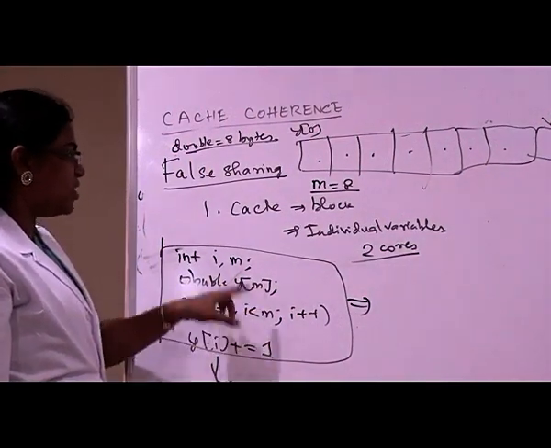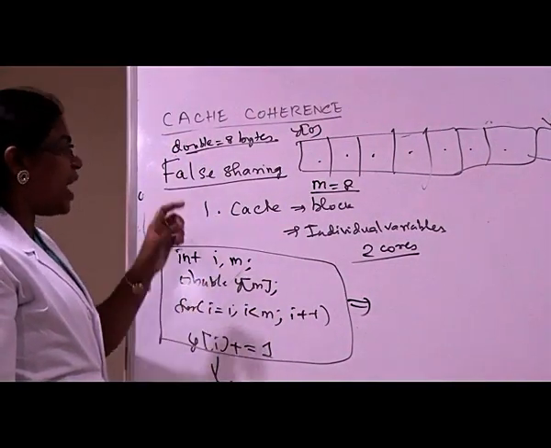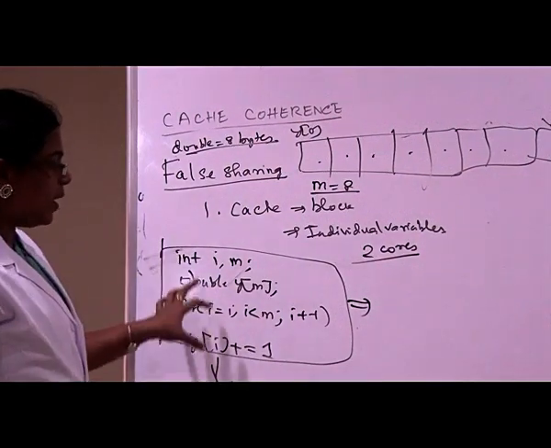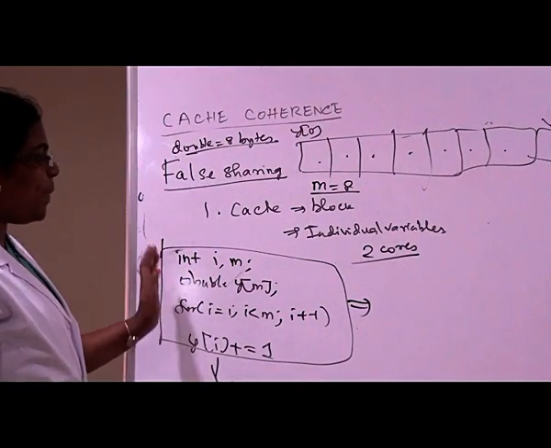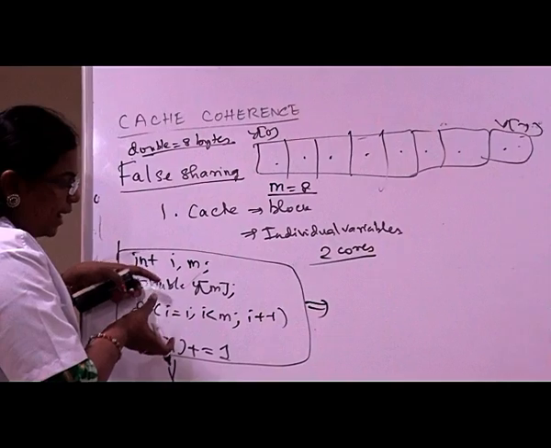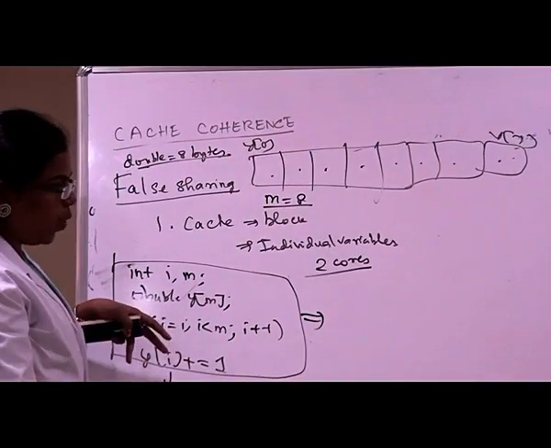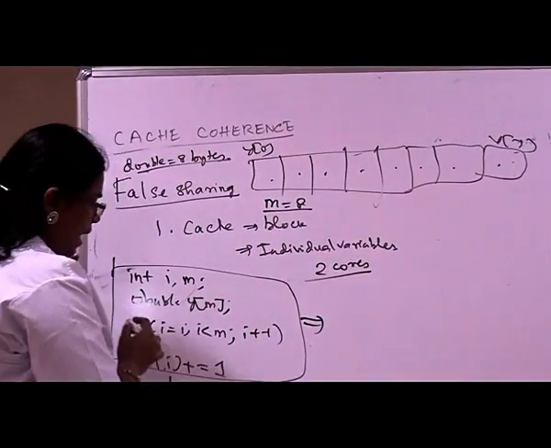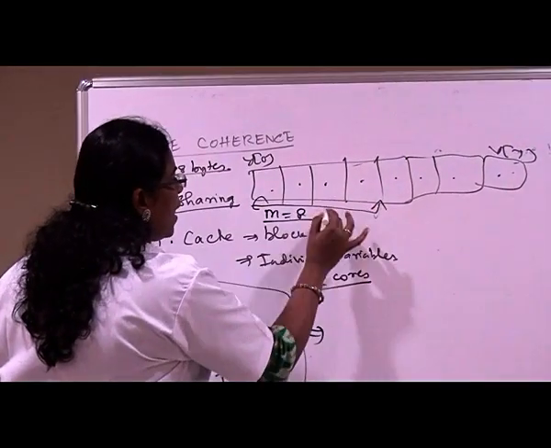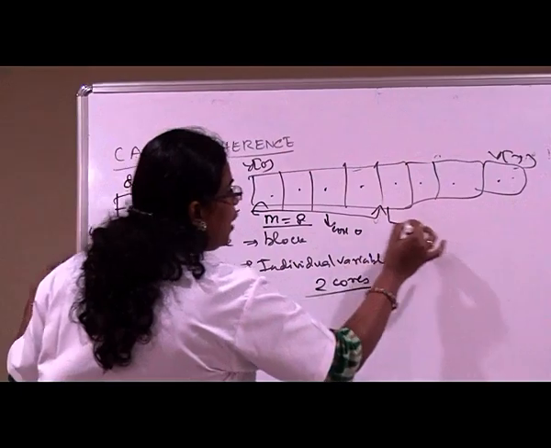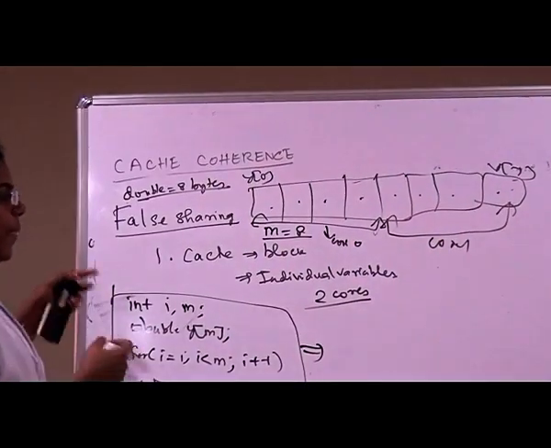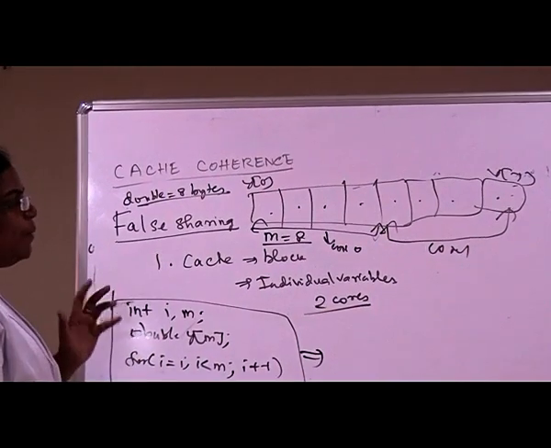So for 8 locations, where m is 8, I have to fetch the data, add 1 and store it back. This is what my serial code does. I have to parallelize this code for 2 cores, so I have to equally divide the iterations between them. The first 4 locations should be operated by core 0 and the remaining 4 locations by core 1. This is the parallelization of the code between the 2 cores.